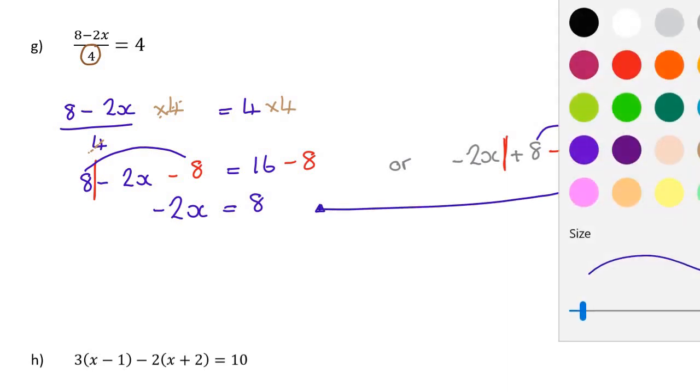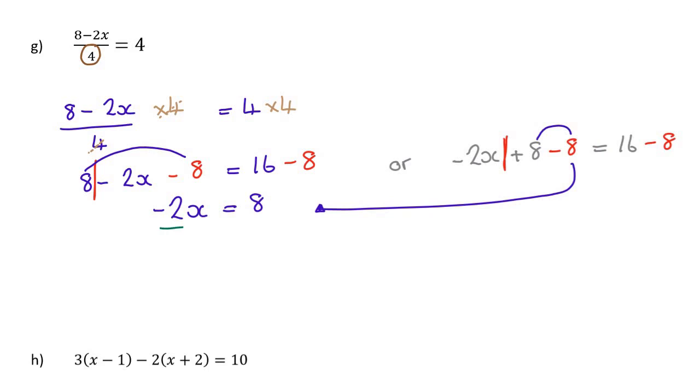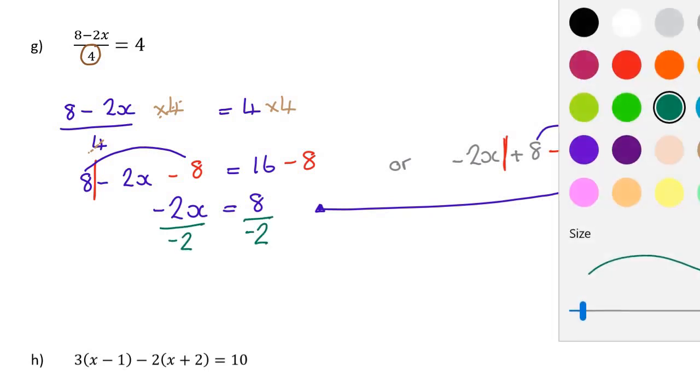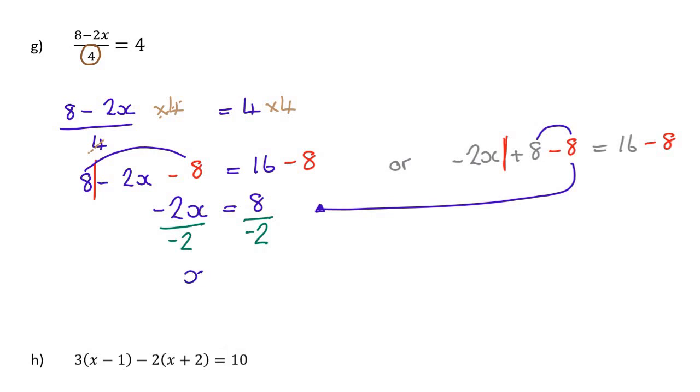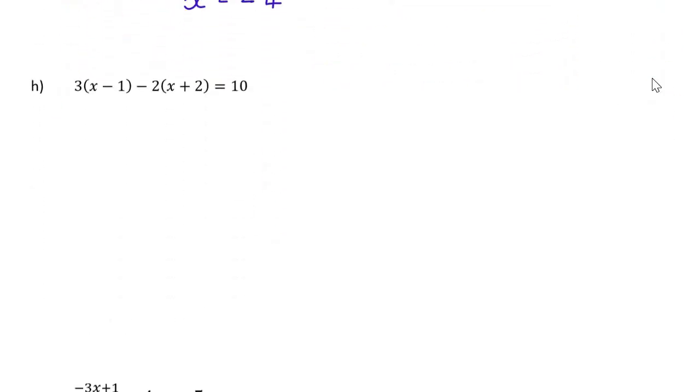Now to get rid of multiplying by negative 2, I'm going to divide by negative 2 on both sides, and so my negative 2s cancel on the left, and a positive divided by negative is a negative. 8 divided by 2 is 4. Okay, so this one looks even more interesting.